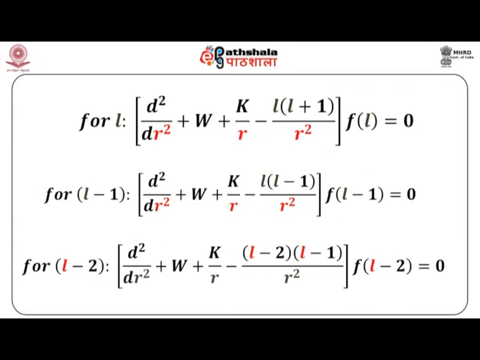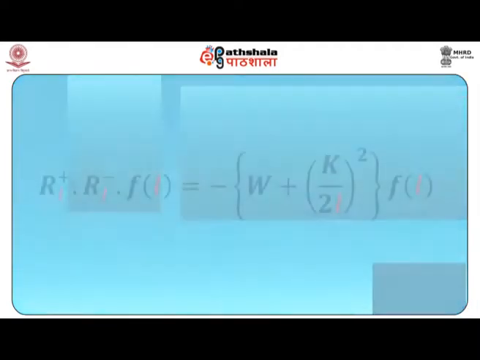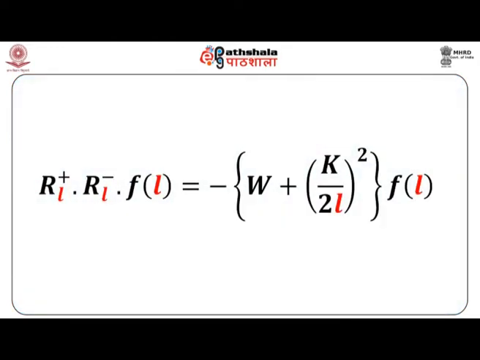And as you can see in this equation, the first part, that is d²/dr² plus W plus K/r minus L(L+1)/r², is equal to 0. We have shown it earlier. Therefore, this equation ultimately reduces to RL plus RL negative Fl is equal to minus, in parenthesis, W plus (K/2L) whole square, Fl. So this is a very important equation.